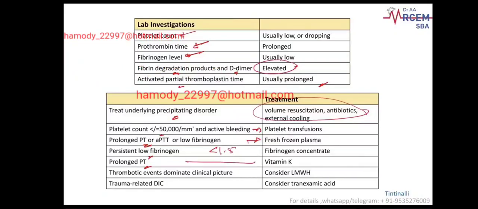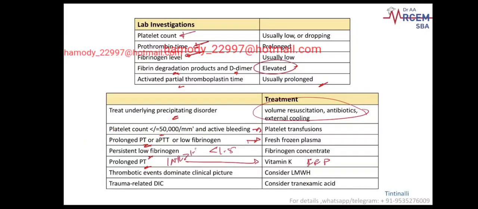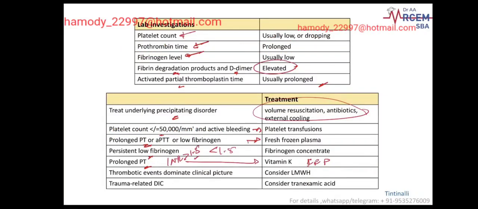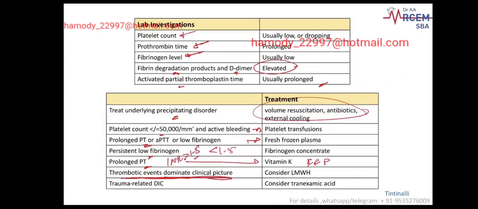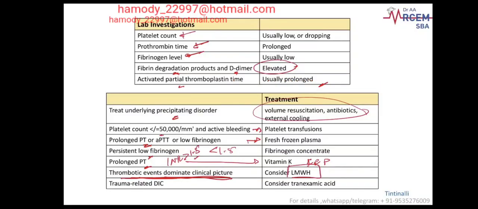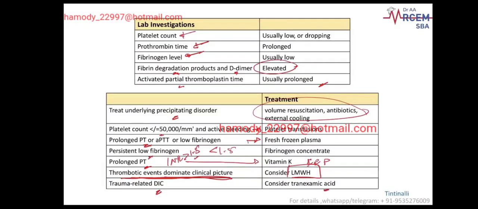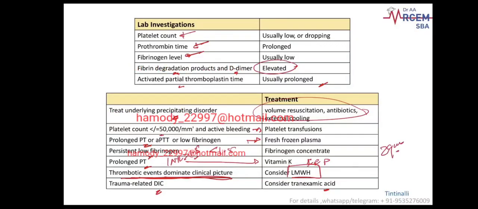For prolonged APTT, you can think of vitamin K, along with FFP if it is severely prolonged, especially if the INR is more than 1.5, then yes, FFP will be preferred in those conditions. If a thrombotic event is the dominant clinical feature, where clots are forming a lot and infarction is happening because of that, then low molecular weight heparin can be given. For trauma-related DIC, consider giving tranexamic acid. As I told you, within 3 hours of the incident you need to give tranexamic acid. Stat 2 grams can be given according to the latest 11th edition.